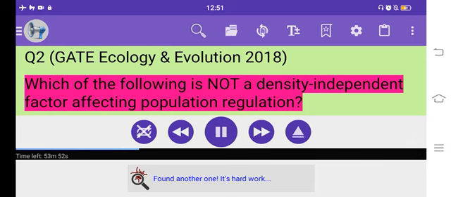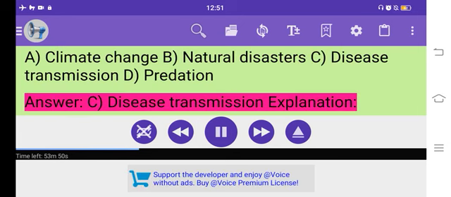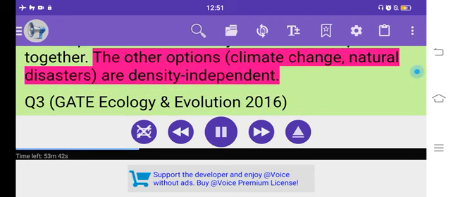Which of the following is not a density-independent factor affecting population regulation? A. Climate change. B. Natural disasters. C. Disease transmission. D. Predation. Answer: C. Disease transmission. Explanation. Disease transmission is a density-dependent factor, as it depends on how closely individuals are packed together. The other options, climate change, natural disasters, are density-independent.